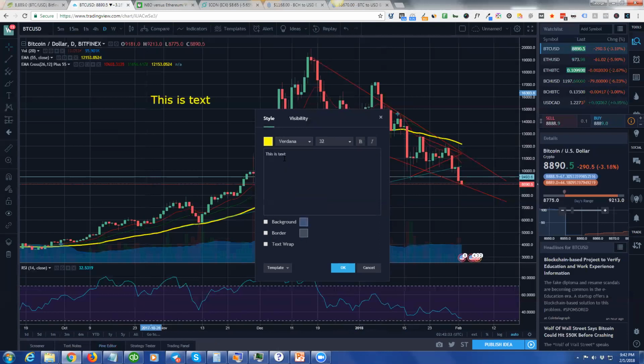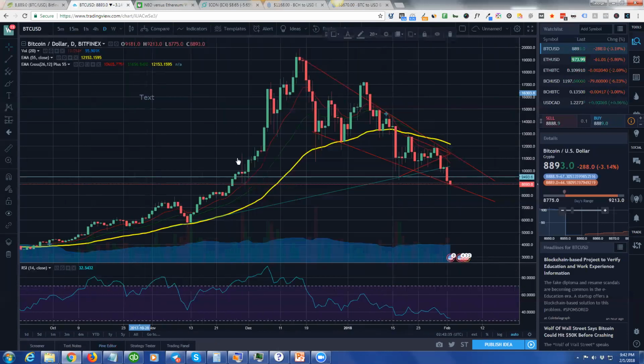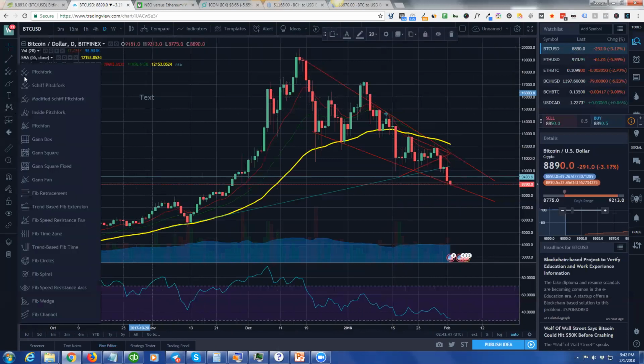It's our color. I want to make it yellow. So again, if you want to mark up a chart, you can do that as well with a text tool. I use Fibonacci retracement a lot. I use Fibonacci extension a lot. There's other tools in here. People use pitchforks, all this kind of stuff. I'm going to be showing you this.